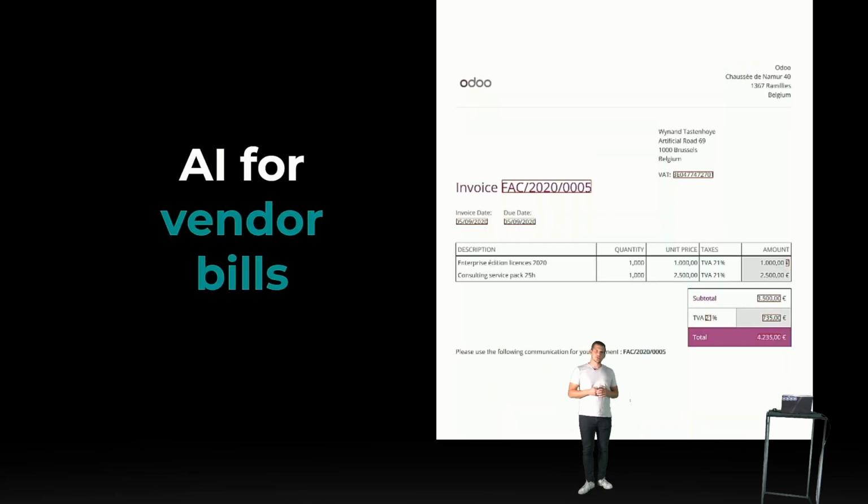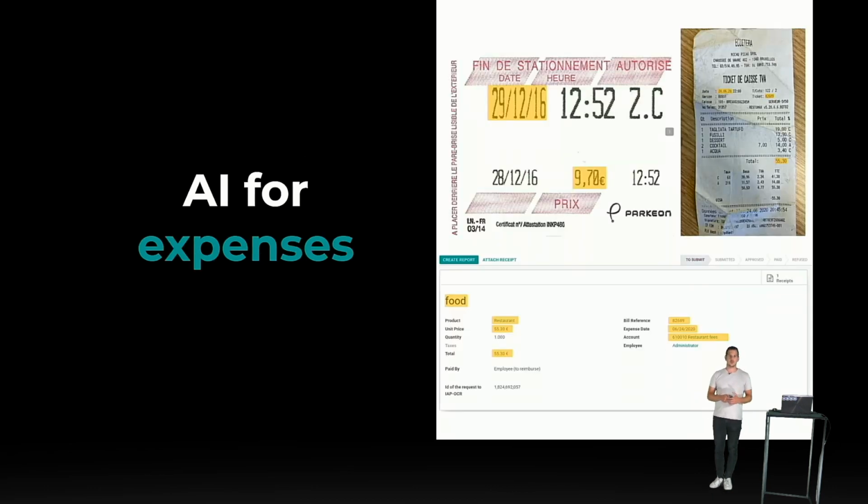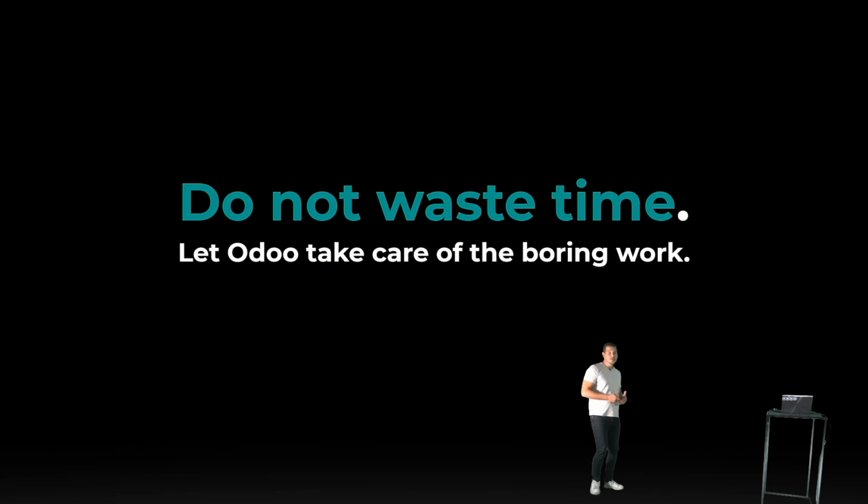So, last but not least, we already had artificial intelligence on our vendor bills, but we don't want to spare only time to your accountants. We also want to spare time to all of your employees. And we believe that they lose a lot of time when recording their expenses. So that's why in Odoo 14 we launched artificial intelligence on expenses as well, which is a great tool because now they can just upload with their smartphone pictures of their expenses, and Odoo Artificial Intelligence will take all of their input work immediately, automatically in Odoo. So don't waste time anymore on boring work and let Odoo take care of it.